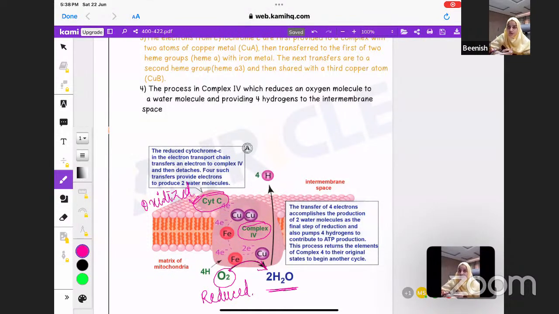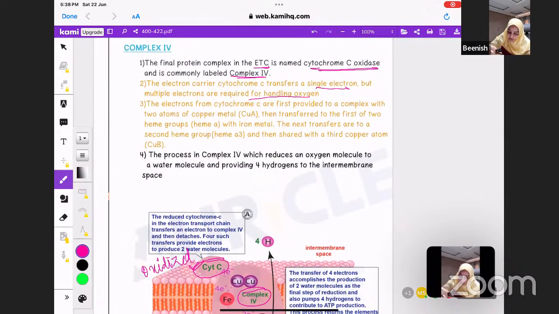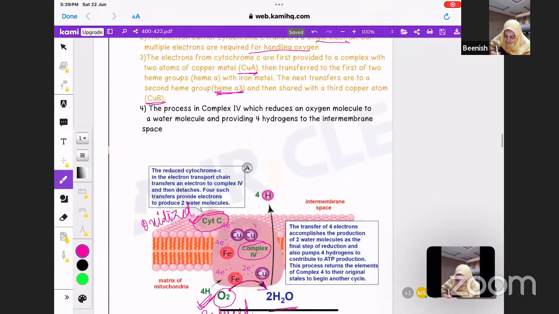Now complex 4, as we've already said, is known as cytochrome C oxidase. Now, what is the final acceptor of electrons here? The final electron acceptor is your oxygen. Okay, so oxygen is the final electron acceptor. Always remember that. And talking about the components of complex 4, it has various components like copper A and copper B centers, then it has heme A3 center. Okay, so these are the components of complex 4. Copper A, copper B, you can see here in this diagram as well, and heme A3 center, also known as cytochrome A3.